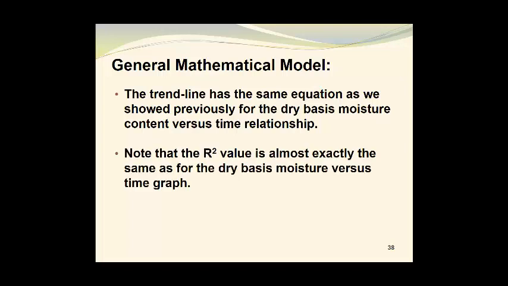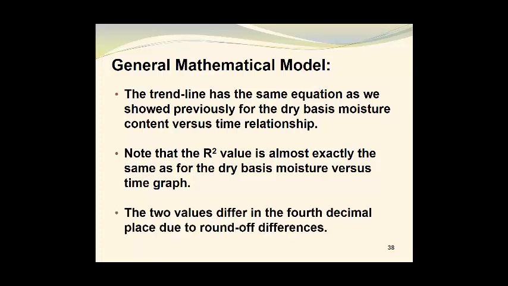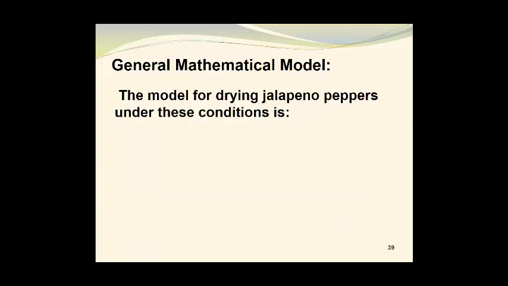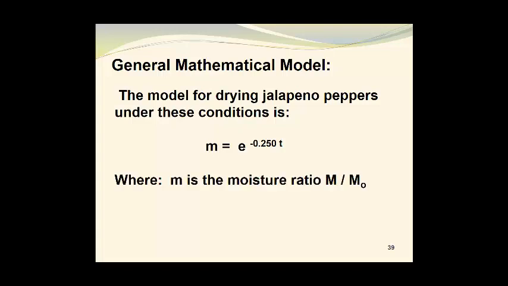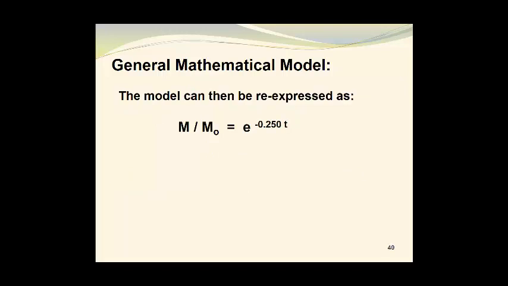And note that the R-squared value is almost exactly the same as for the dry basis moisture versus time graph. The two values differ only in the fourth decimal place due to round-off differences. The model for drying jalapeno peppers under these conditions is m equals e to the minus 0.250t, where m is the moisture ratio m over m naught.